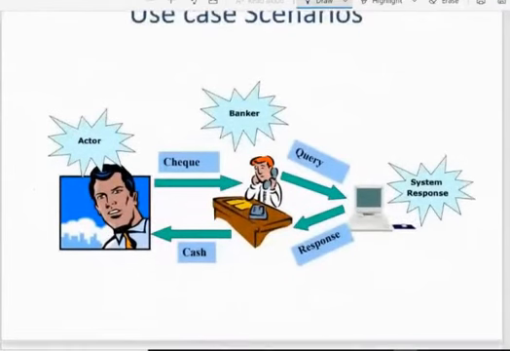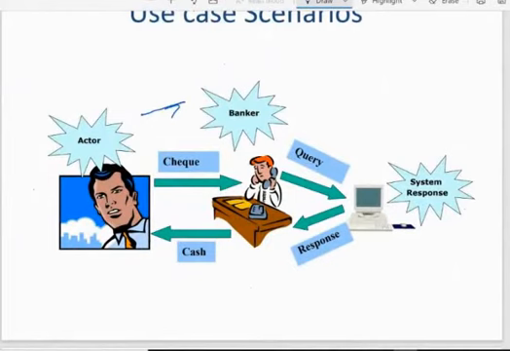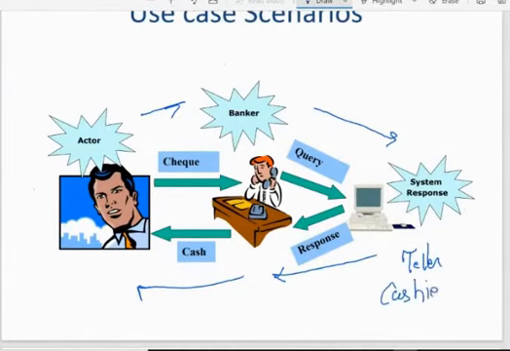In case of the use case scenario, we have an actor who goes to the banker with the check. Then the banker queries the system to know whether the account on which this particular check has been drawn has the balance or not. The system responds back with the actual account details, and the banker normally returns the cash. In real life, you'll also find a teller or cashier, which is a bit different, but for your understanding, I put this particular use case scenario.